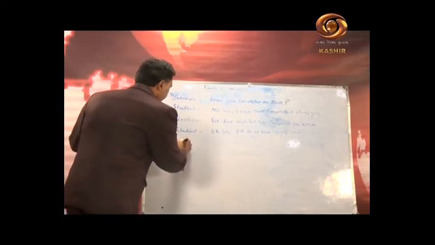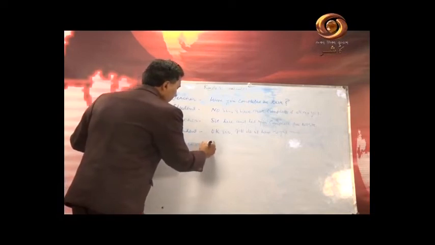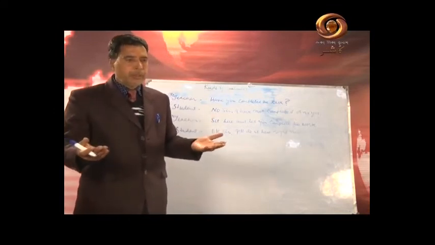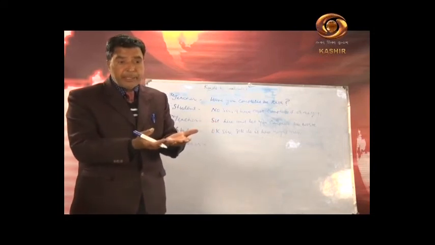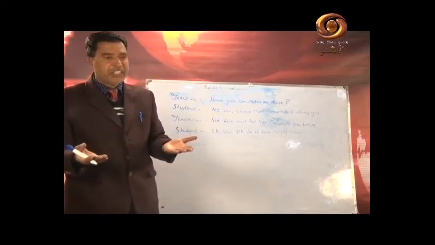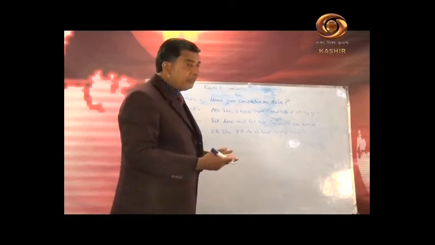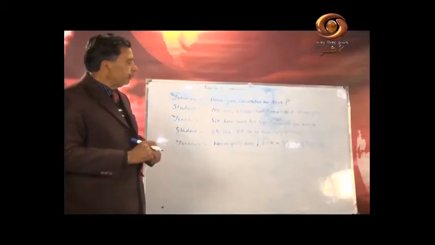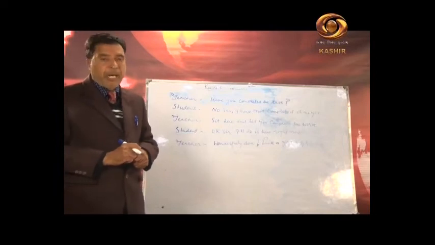Now the teacher, after some time, the student comes with the work that he has written there in the class and shows it to the teacher. The teacher, while seeing this, feels happy and he says, "Wonderfully done. I have not written this thing. Wonderfully done. Like a good boy!" And see what kind of punctuation mark I have put here. That is called an exclamation mark.